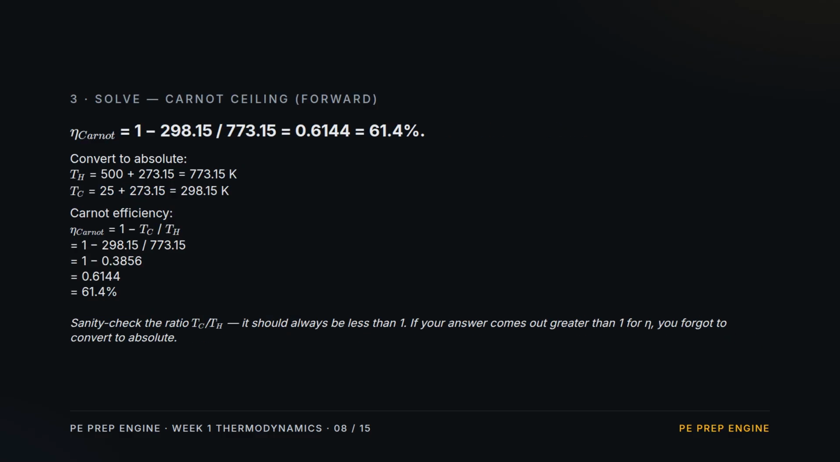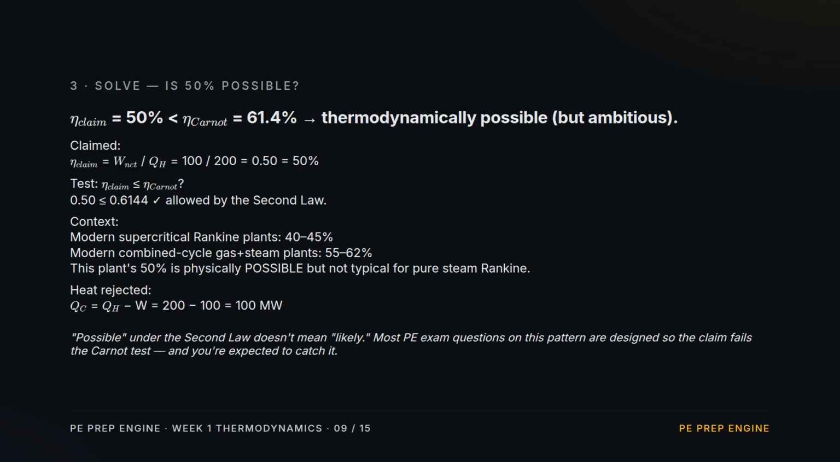Step 1. The Carnot ceiling. Convert to Kelvin, then efficiency is 1 minus TC over TH, about 61.4%. That's the ceiling. No real plant between those temperatures can beat it. Step 2. Test the claim. Claimed efficiency is work over heat in, 50%, at or below the Carnot ceiling of 61.4, so it's thermodynamically possible.